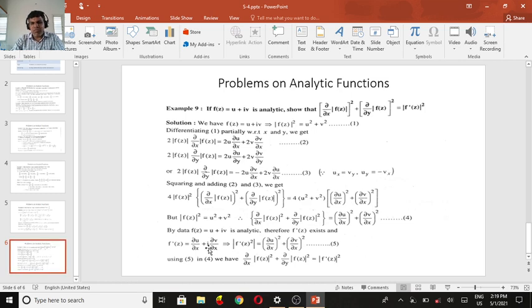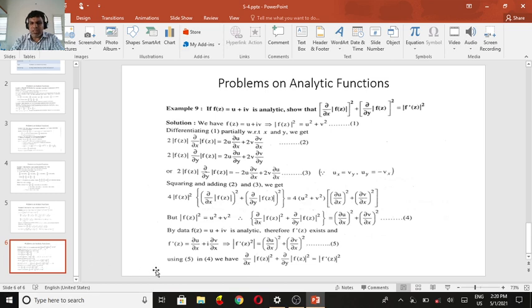By data, f(z) equals u plus iv is analytic, therefore the derivative of f exists. Analytic means the function is derivable, so the derivative exists. And the derivative of f(z) is ∂u/∂x plus i ∂v/∂x. This implies the absolute value of the derivative of f(z) is equal to ∂u/∂x whole squared plus ∂v/∂x whole squared. Call this equation 5.